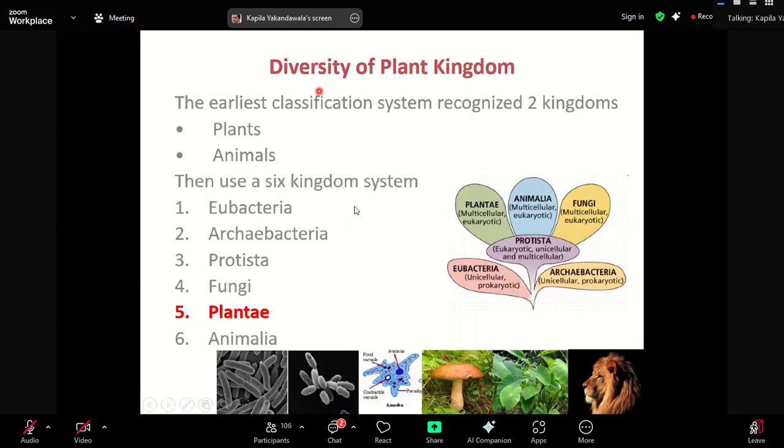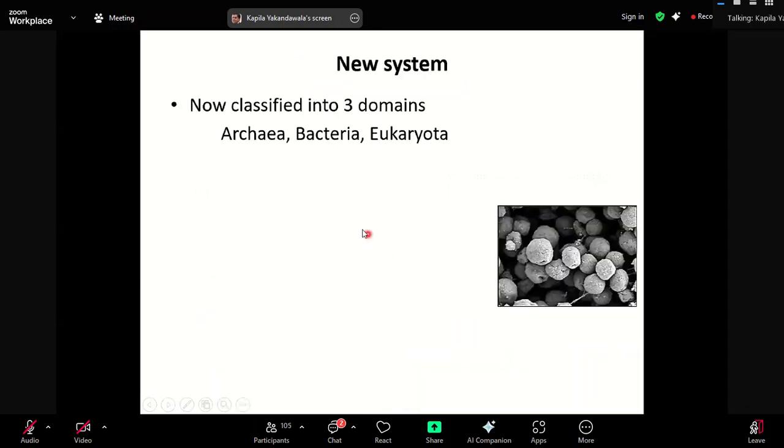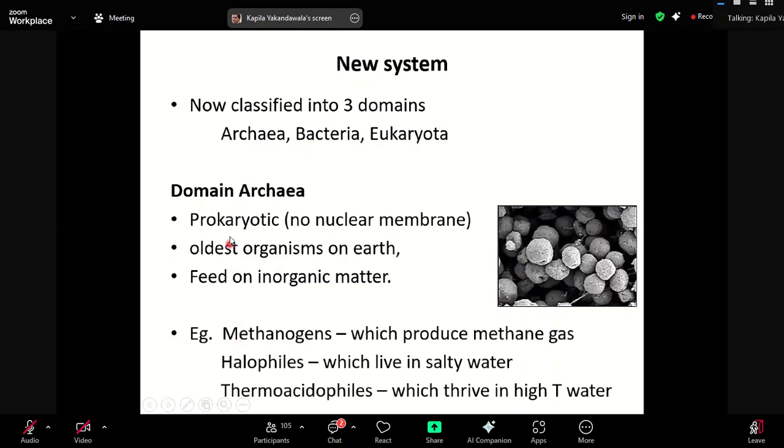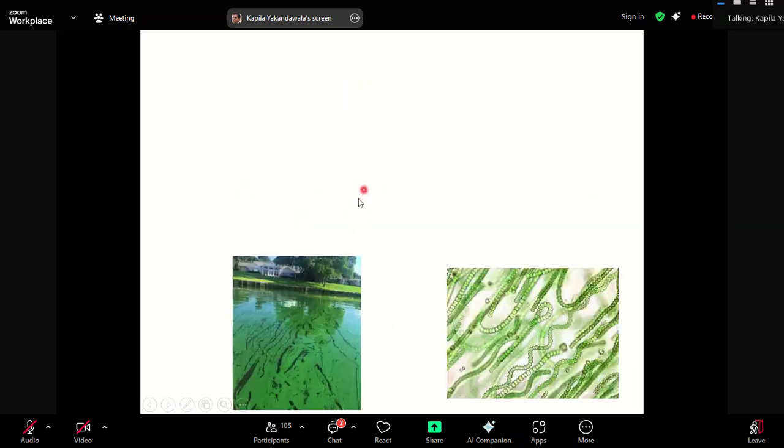You don't have to remember these things. This is just for information. But now, in the new system, we identify three domains: archaea, bacteria, and eukarya. In the domain archaea, the primitive organisms we call prokaryotic, like blue-green algae and certain other bacteria, belong to the domain archaea.